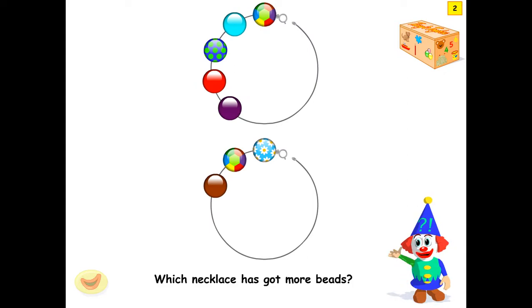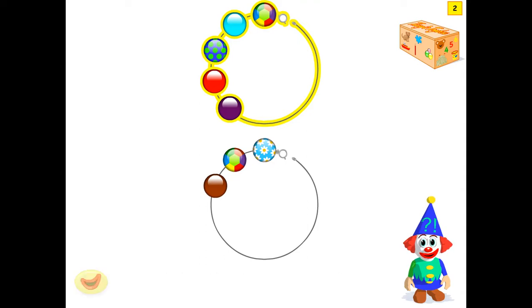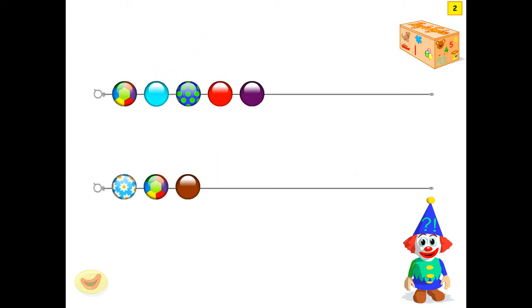Which necklace has got more beads? You know, 1, 2, 3, 4 and 5. We will click on it. After clicking, look, 5 beads are more than 3 beads, right?